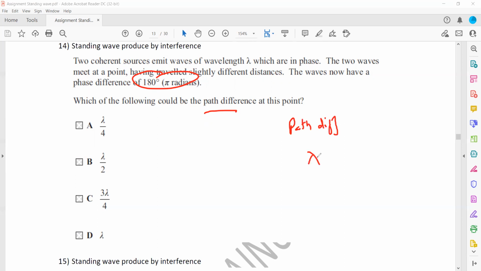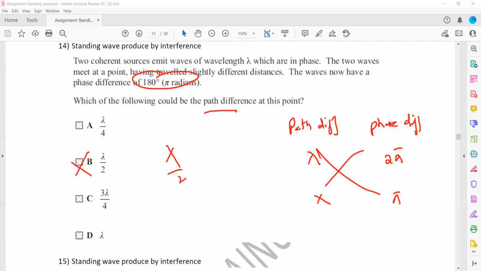When the path difference is 1 wavelength, the phase difference will be 2 pi. So if the phase difference is pi, then the path difference will be x, cross multiply. So it will be lambda by 2. That's why B will be the right answer for question number 14.